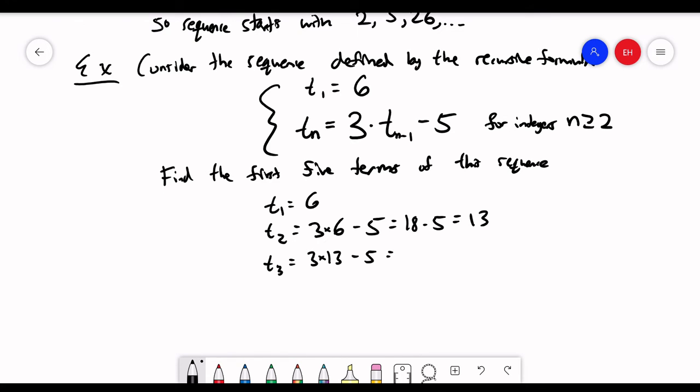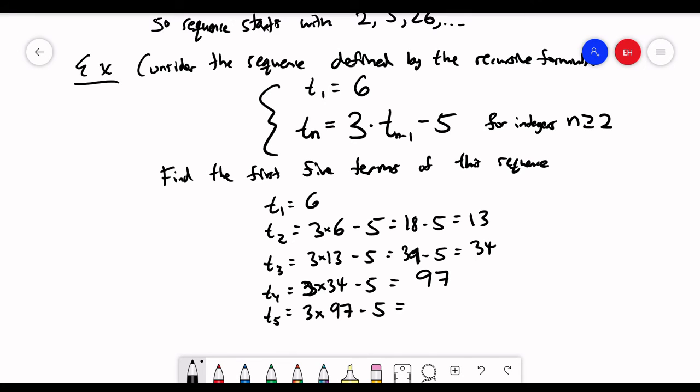To get T3, it's going to be 3 times the previous term, which is 13, so that's 39 minus 5, which is 34. All right, I need the fourth term and the fifth term, and then I'm done. So the fourth term, T4, is 3 times the previous term, which is 34, minus 5, so it's going to be 97. And then finally, the fifth term is 3 times the previous term, which is 97, minus 5. So I'm going to get a whopping 286.